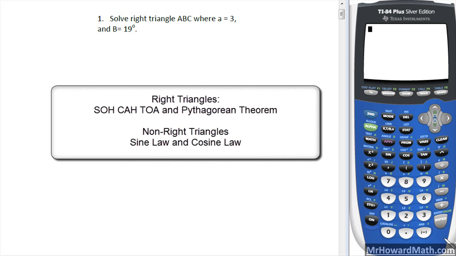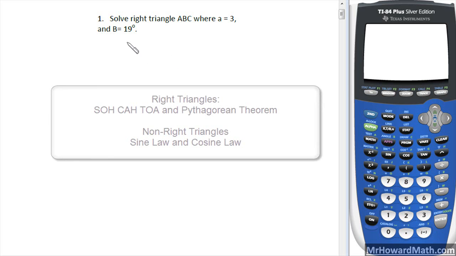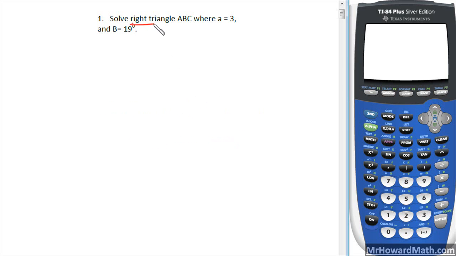When you have a triangle that does not have a right angle that you know of, you either need to use law of sines or law of cosines. So that's the two big categories. You're either using SOHCAHTOA or law of cosines, law of sines. Those are the two major topics. So let's start with problem 1 here. Notice it says solve right triangle ABC. So we're going to use SOHCAHTOA here.